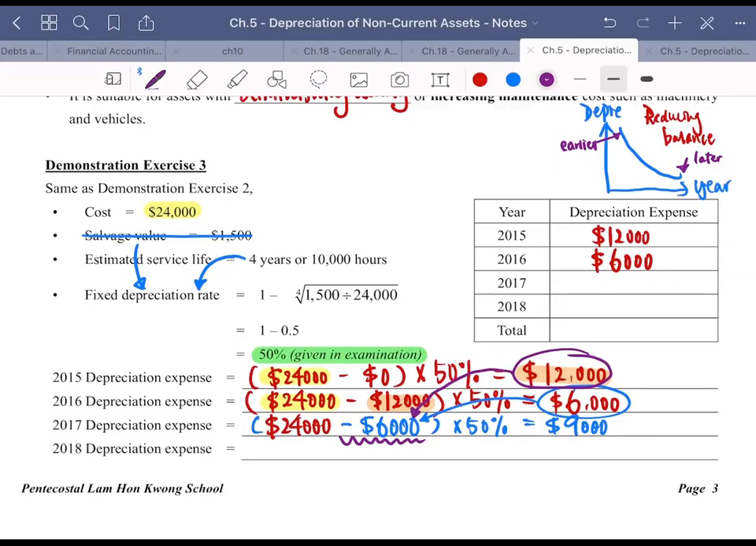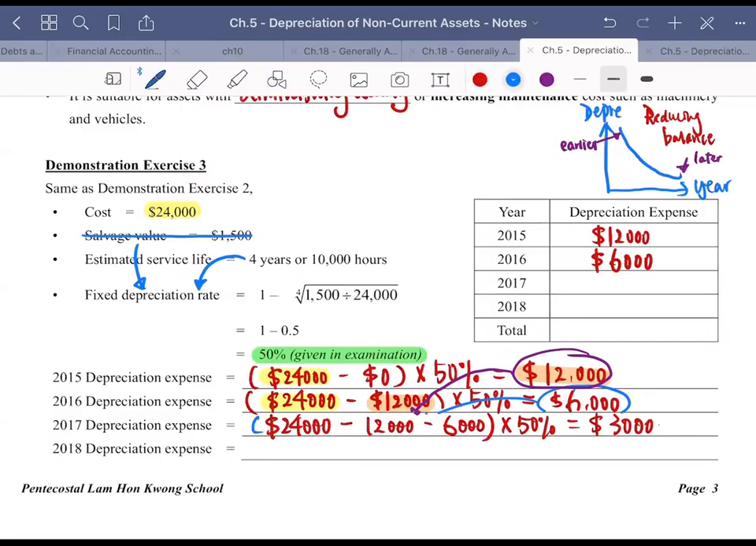So I will change the answer to $24,000 minus $12,000 and minus $6,000. Then multiply by the 50% fixed depreciation rate. So you would get $3,000.